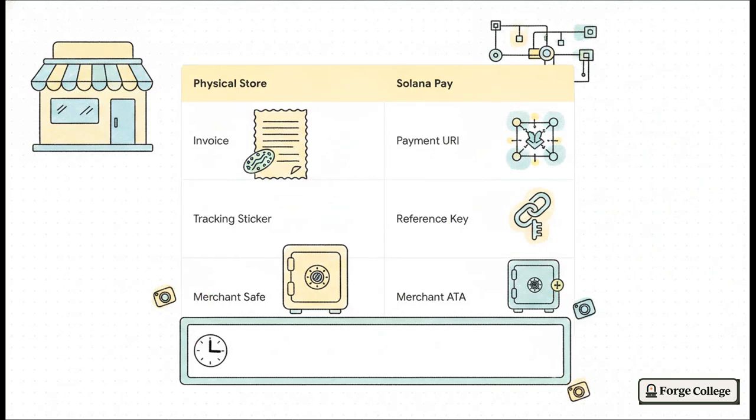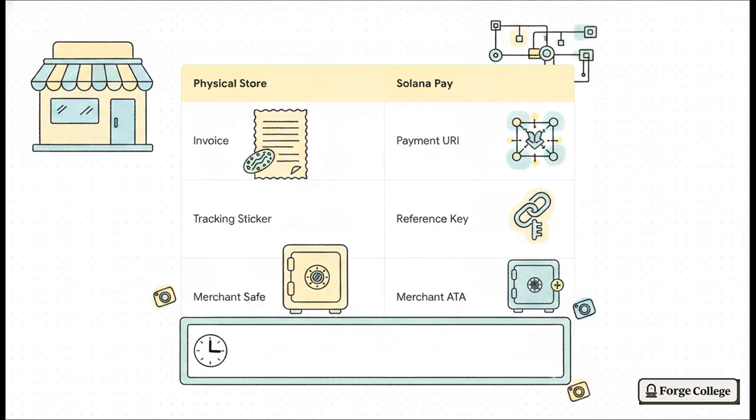Okay, I want you to imagine walking into a physical store. The cashier hands you a paper invoice for what you owe. In our Web3 world, that invoice is basically the payment URI. Now, attached to that physical invoice is a highly specific, totally unique tracking sticker. That's our reference key. So you, the customer, place your cash in a sealed envelope and hand it over. That action perfectly mirrors your crypto wallet cryptographically signing the transaction.